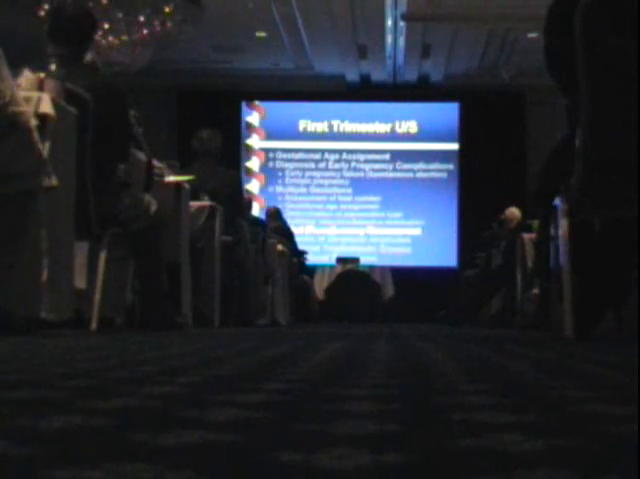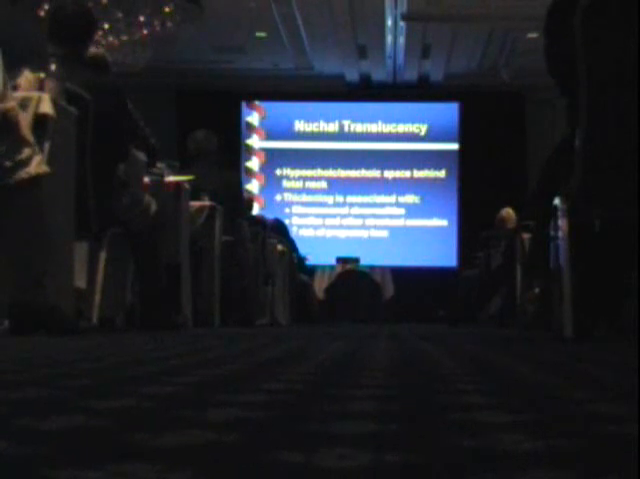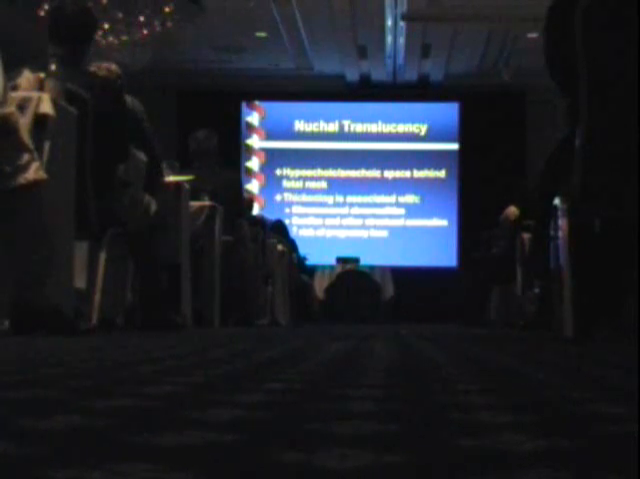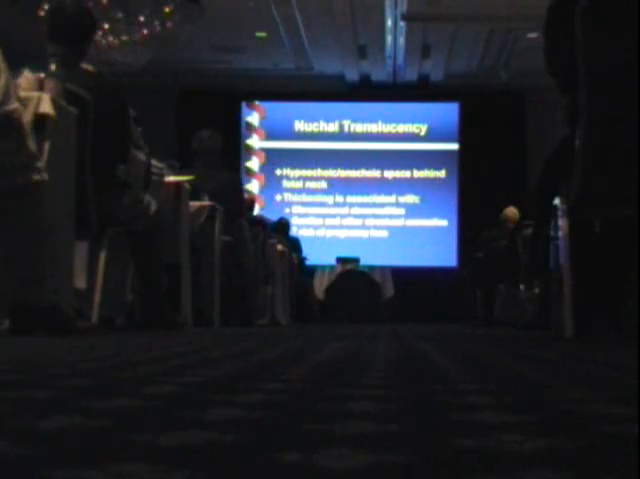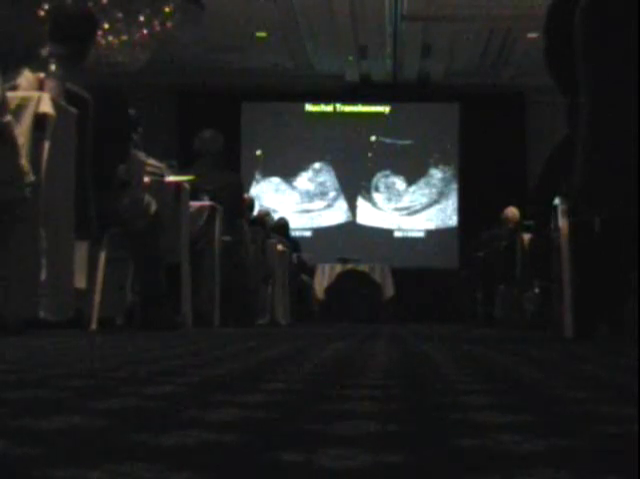Final thing I'll talk about briefly, and this is important, is the nuchal translucency measurement. There's always between about 9 and 14 weeks a little loosened or hypoechoic area in the space behind the fetal neck. You can almost always see it and measure it. When there's thickening, that's associated with chromosomal abnormalities, with cardiac and other structural anomalies, and an elevated risk of pregnancy loss. Here's a nice normal thin hypoechoic space.